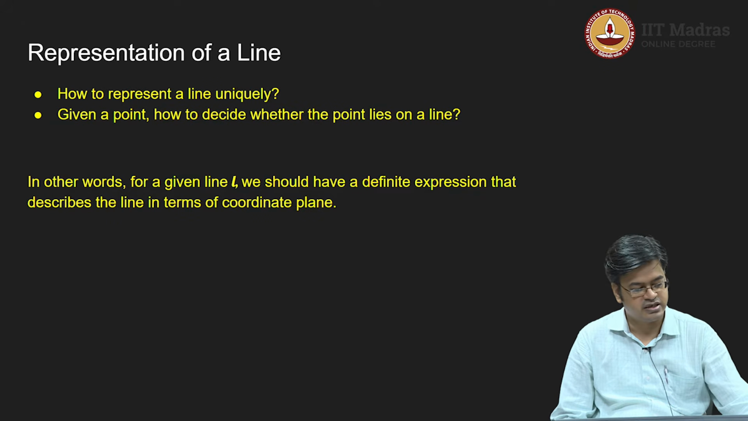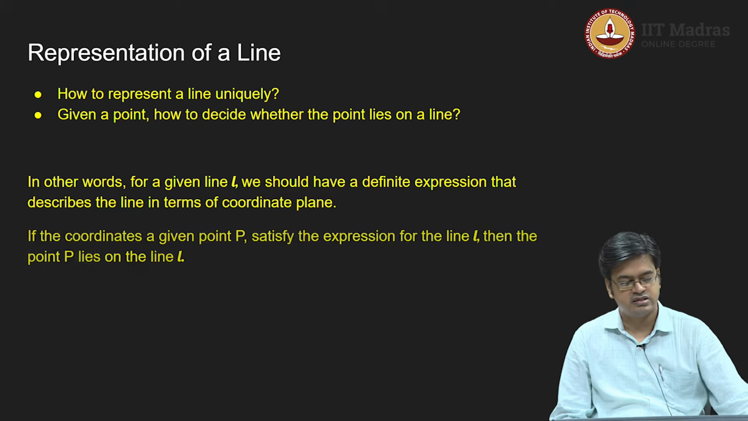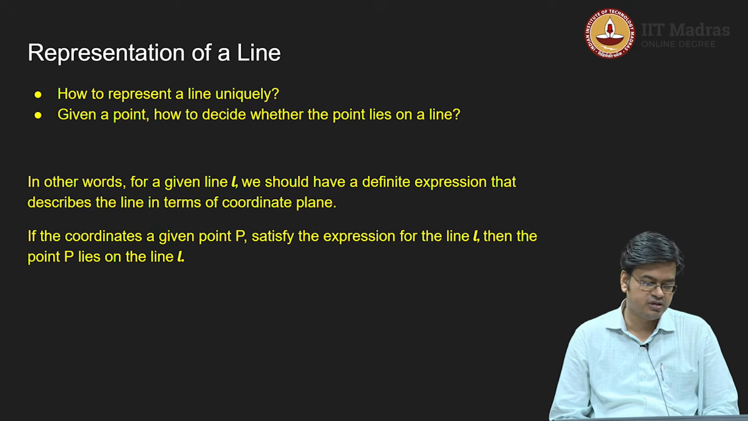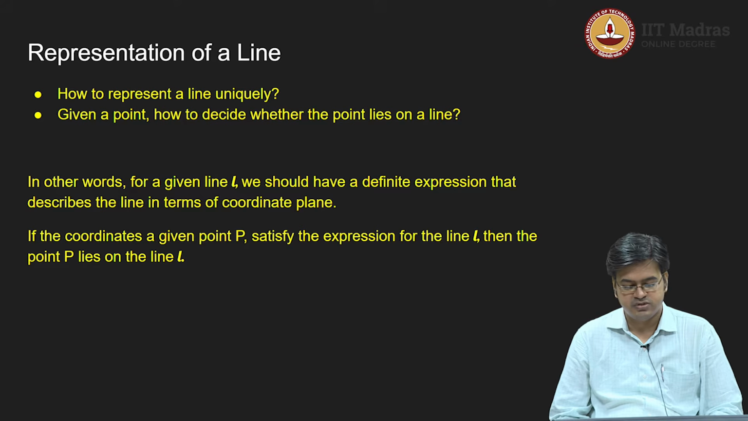If I can understand this condition, then the second question is automatically answered, because if the coordinates of P are given to me and they satisfy the condition or expression for the line L, then they must lie on the line L, otherwise they do not lie on the line L. Then it is just a simple job of checking whether that condition is satisfied or not. So with this in mind, we will try to answer the first question, that is, how to represent a line uniquely.